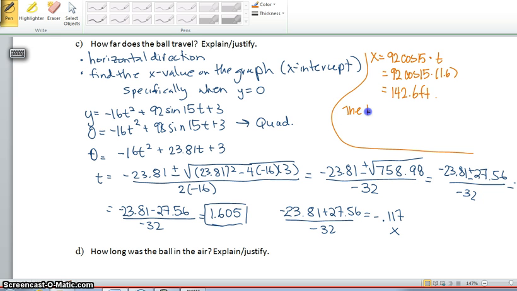So how far does the ball travel? The ball travels 142.6 feet horizontally. We can also test to see if this is correct on the calculator, if the ball actually went 142.6 feet.